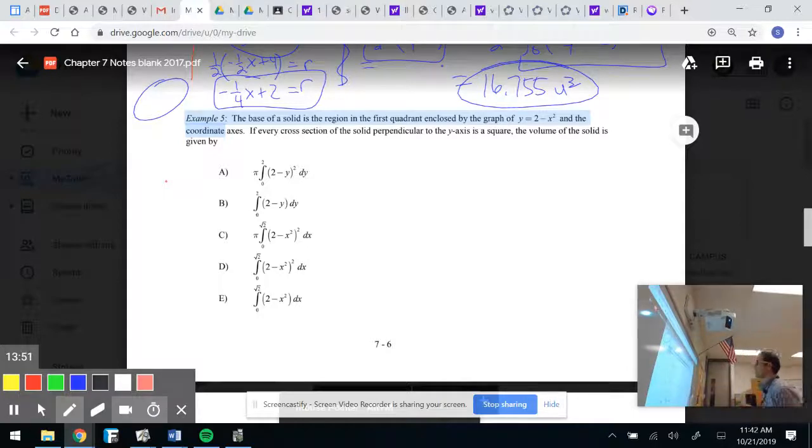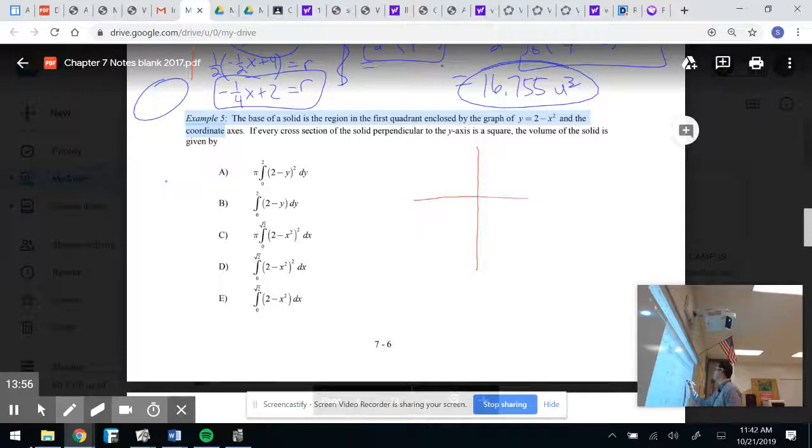The base of a solid is in the first quadrant. We're just loving this first quadrant right here. What I want to challenge you to do is hit pause and see if you can graph that. You'd be amazed how many people can't graph that. And the coordinate axes. So we're in the first quadrant in the coordinate axes, which means bounded by the x and the y axis. And the cross sections are squares. The volume of the solid is given by which one of these?